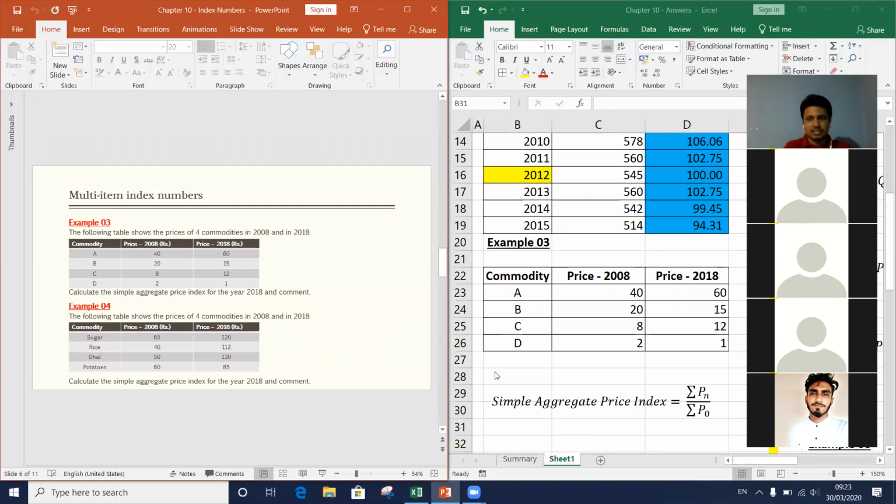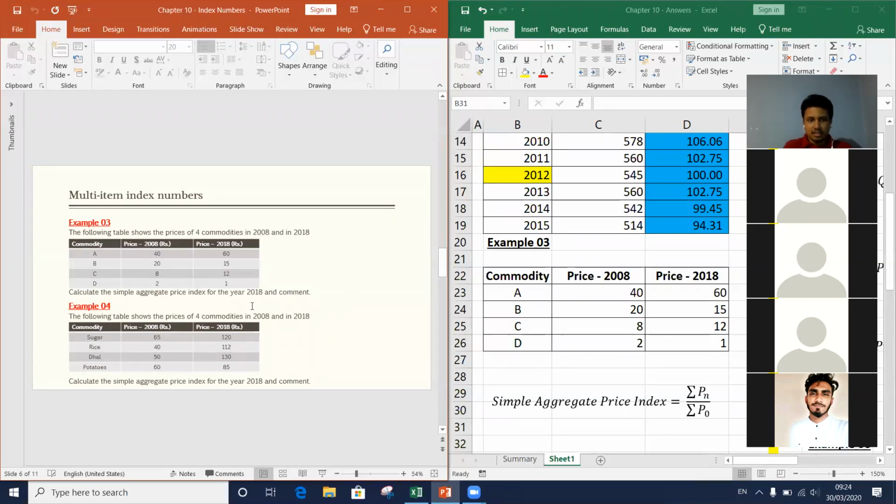Example 3. The following table shows the prices of 4 commodities in 2008 and 2018. The commodities are A, B, C and D. 2008 අවුරුද්දේ තිබ්බ මිල ගණන් සහ 2018 අවුරුද්දේ මිල ගණන් අපිට දෙනවා. Calculate the simple aggregate price index for the year 2018 and comment. 2018 අවුරුද්දේ simple aggregate price index එක cal කරලා interpret කරන්නලු.